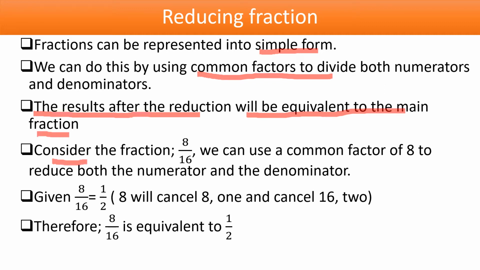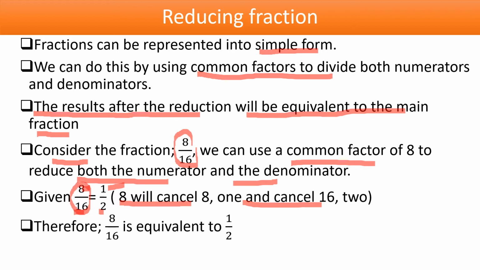Let's consider an example. We have 8/16. So we can see that the common factor for 8 and 16 will be 8. So we use the 8 to divide both the numerator and the denominator. So when 8 cancels itself, which is the numerator, you are going to get 1. When 8 cancels the denominator, which is 16, we will get 2. So we can say that 8/16 is equal to 1/2.